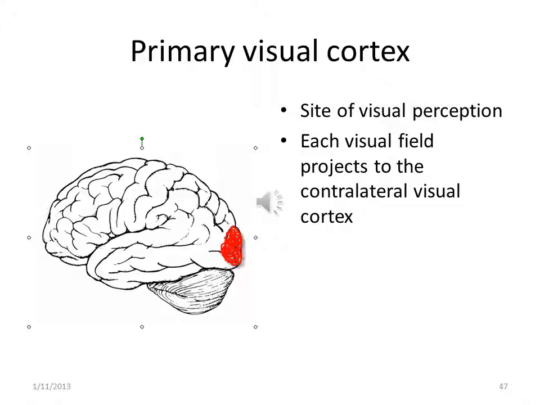Vision is perceived in the primary visual cortex located in the occipital lobe, and that's shown here on this slide by the red squiggly lines. This is the site of visual perception. It's important to realize that each visual field projects to the opposite side visual cortex.